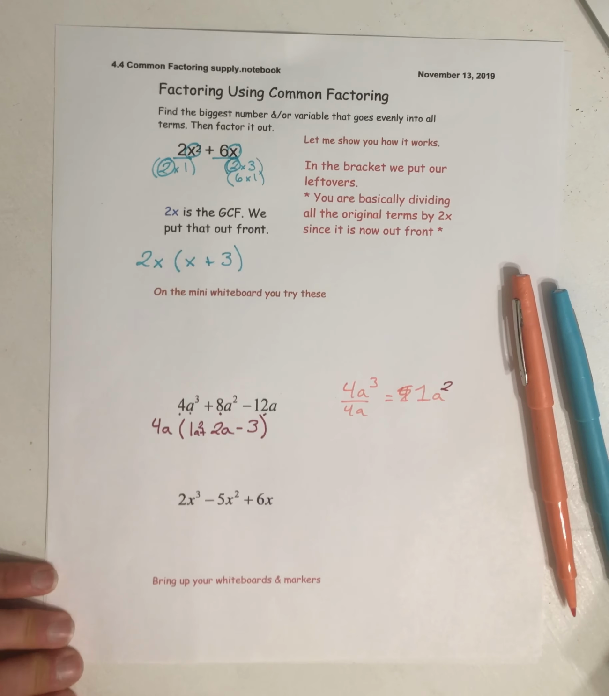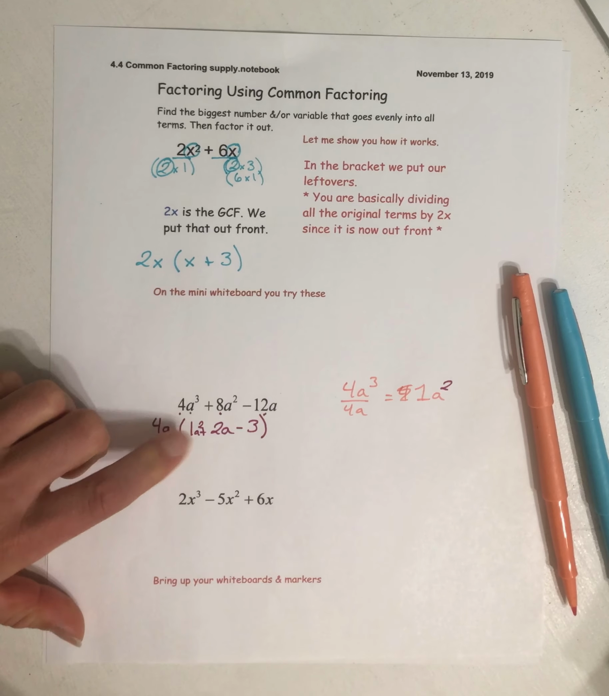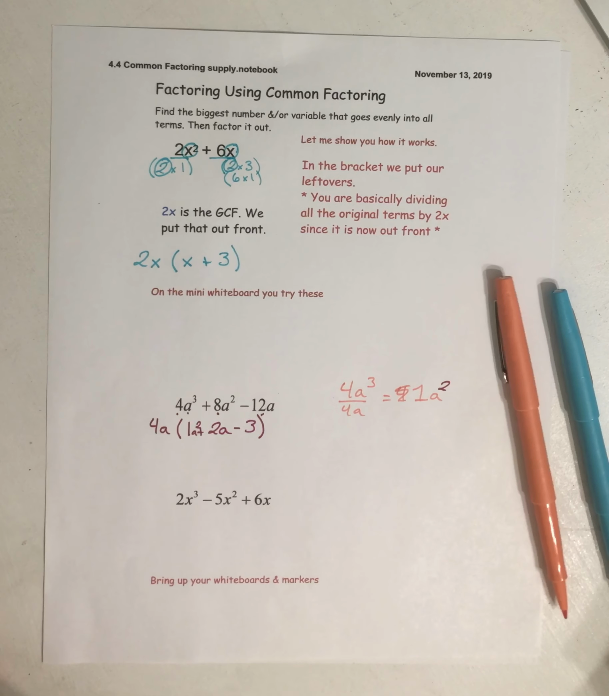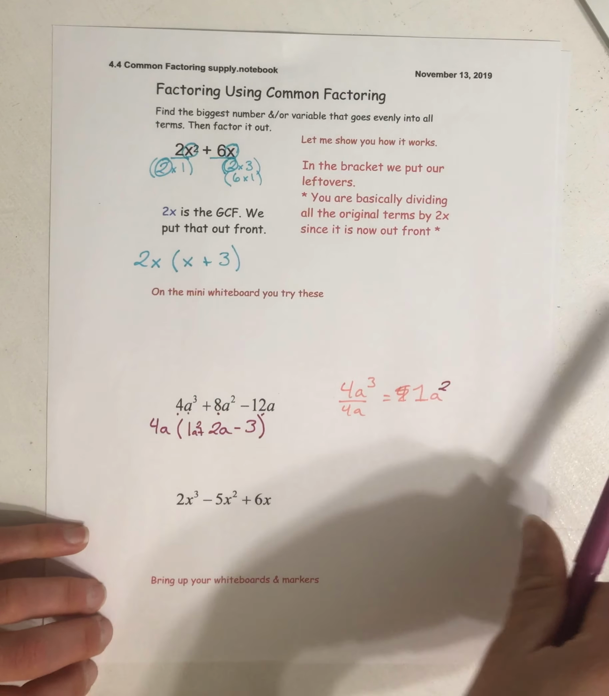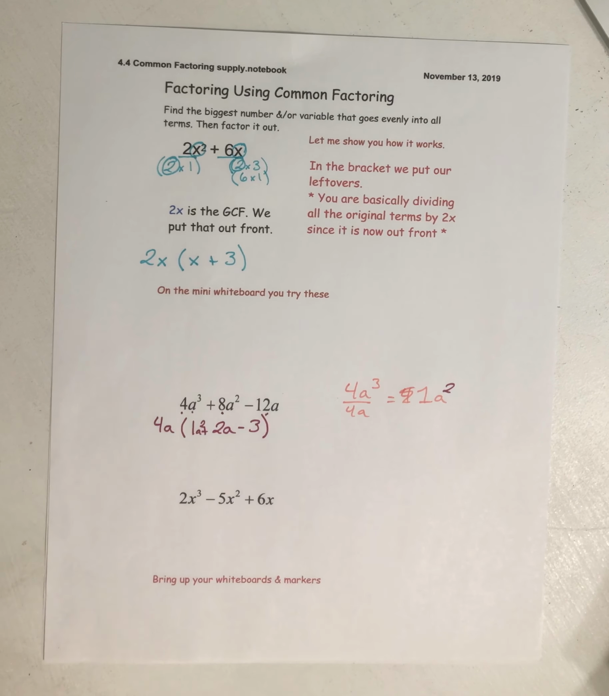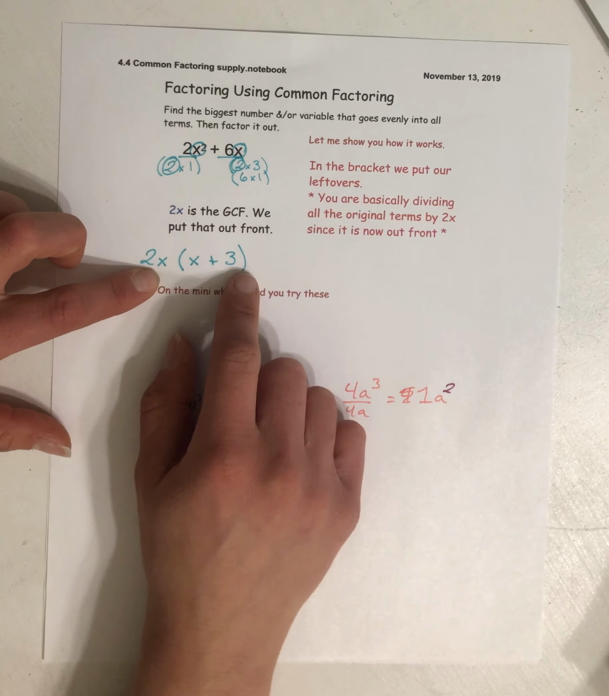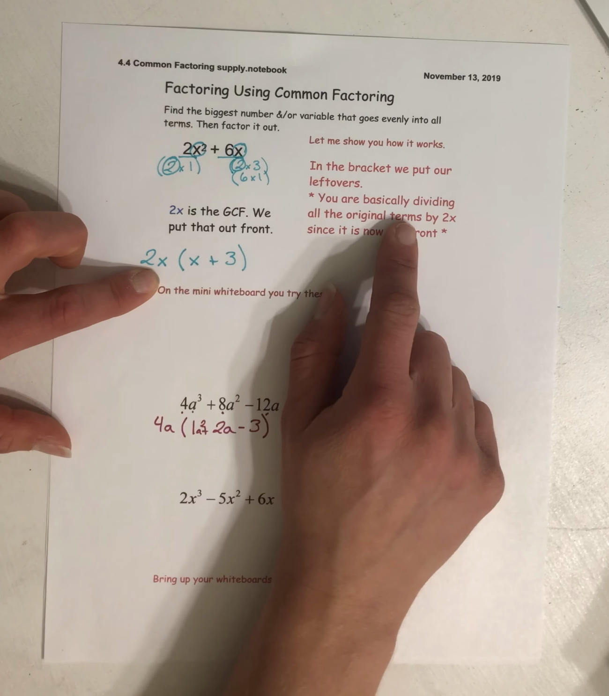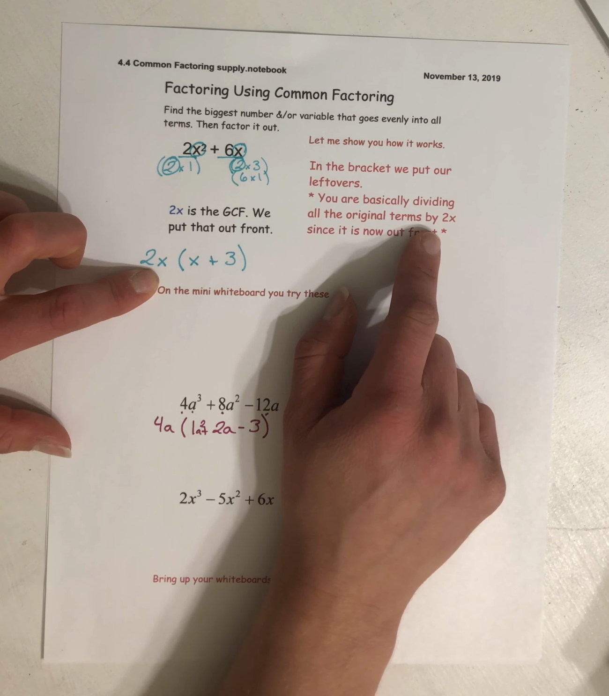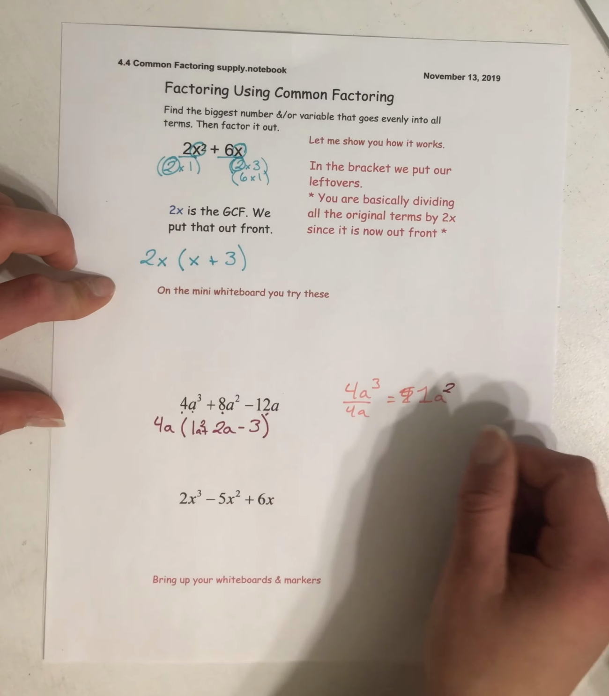1a squared, because there's 1a out front and there's 3 a's here, so we have 2 left over. Okay, so all you're doing is you are taking the greatest common factor out, and then in the brackets we put our leftovers, right? So we pulled 2x out, so these are our leftovers, and with our leftovers we are pretty much dividing them by whatever the greatest common factor is.